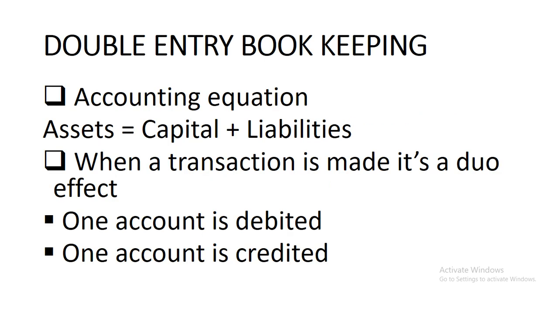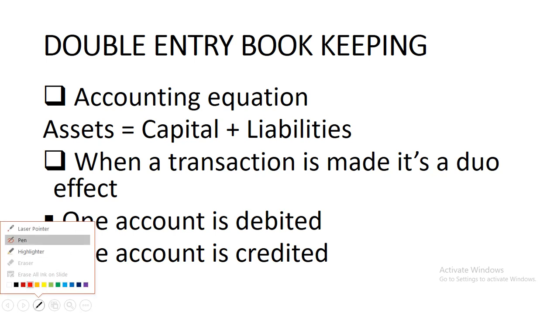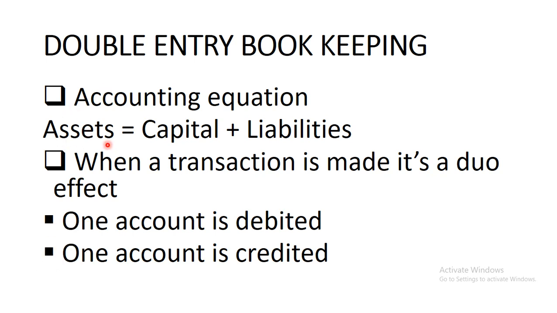So let's begin. Let's look at the double entry bookkeeping. Firstly, what we need to understand is the accounting equation. You've got what we call the statement of financial position. We're going to cover it as we progress. A statement of financial position is built around the accounting equation, and the accounting equation is just that assets is equal to capital plus liabilities.